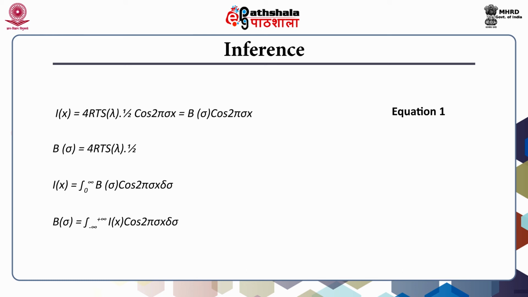Wave number is the number of complete waves in unit distance. It is the reciprocal of wavelength. In that equation, B is equal to 4 RTS into half. If polychromatic light is emitted instead of monochromatic light, the intensity of light observed by the detector can be given by integration of equation 1 with respect to wave number ranging from 0 to infinity.